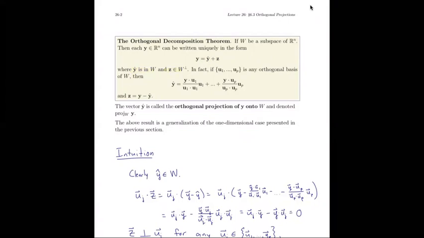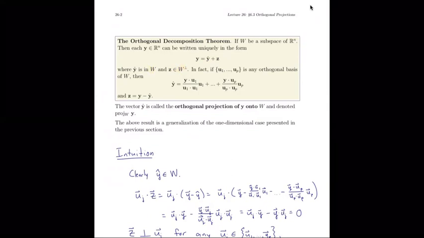So we're generalizing a couple things. It used to be that Y hat was parallel to a given vector. Now it's in a subspace. And Z used to be orthogonal to a given vector. Now it's in this orthogonal complement. So it's generalized in two regards, from a vector to a space, and from a vector to a space as well.